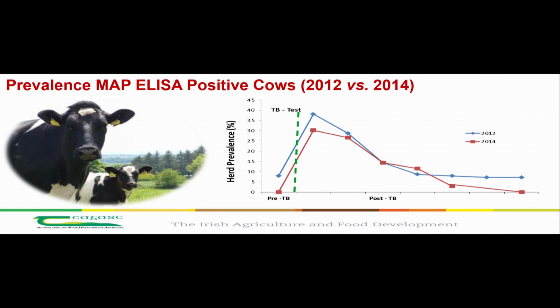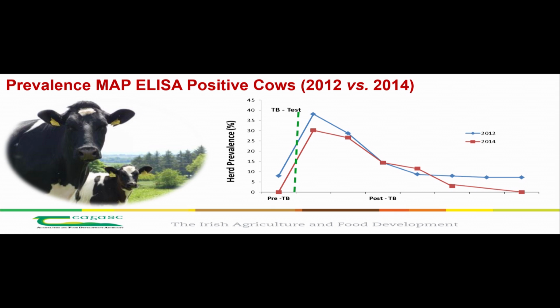So moving on to our results. You can see in blue our results from 2012 are shown. Prior to the administration of the skin test, shown here in green, less than 10% of the herd was testing MAP ELISA positive. However, following the administration of the skin test, there was an increase in the prevalence of MAP ELISA positives. This peaked at just under 40% of the herd testing MAP ELISA positive at day 9, and this decreased thereafter until by the end of the testing period in 2012, our herd was recording a similar number of MAP ELISA positives as our pre-test levels.